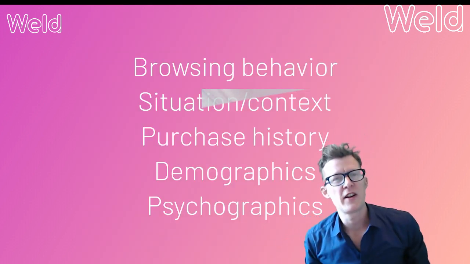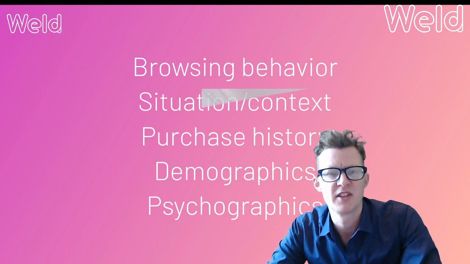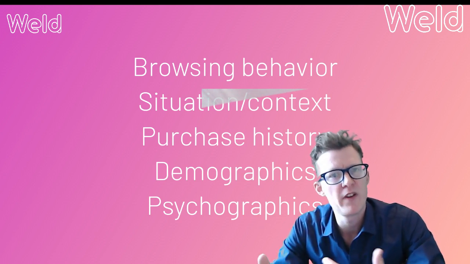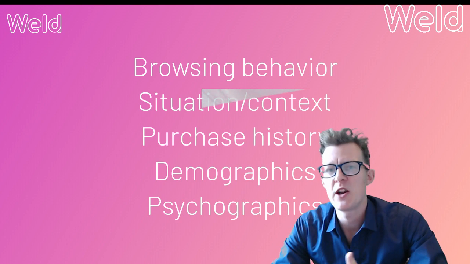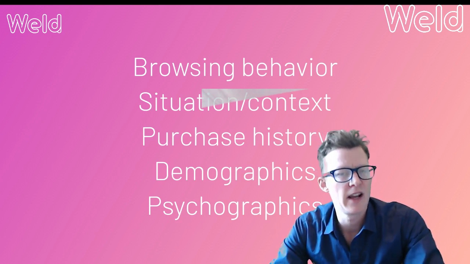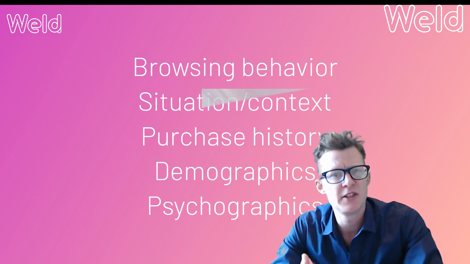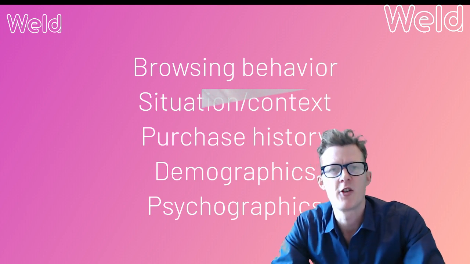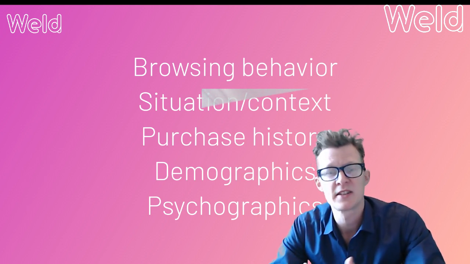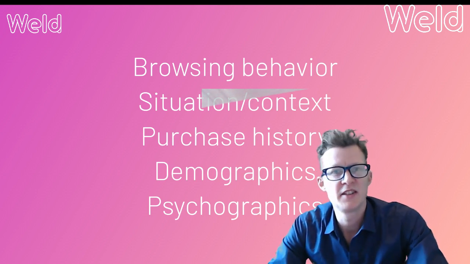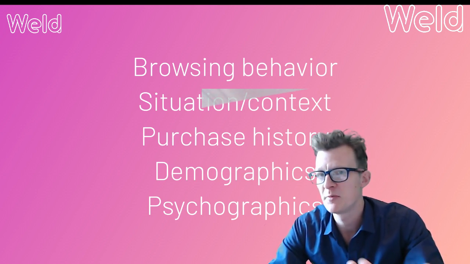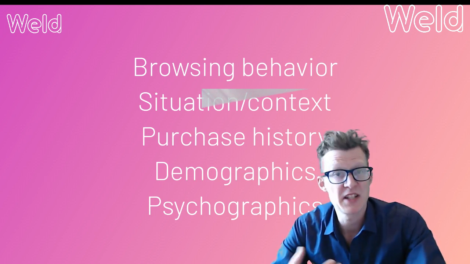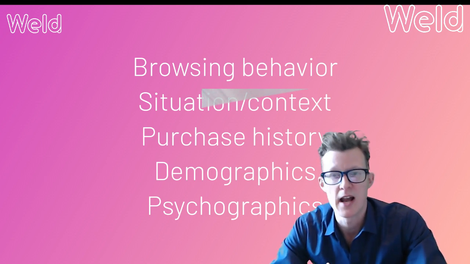So what different aspects can steer this personalization? It could be the browsing behavior, like how the user is moving on the website, for instance. It could be the situation or context, like if it's night or day, if it's raining outside, if the user is visiting on a mobile phone or from a desktop computer, and so on. It could also be the purchase history of the user. What has this person bought in the past? What kind of products is she or he interested in, and so forth. It could also be demographics, like gender, age, and so on. Or psychographics, like what kind of values does this person have.